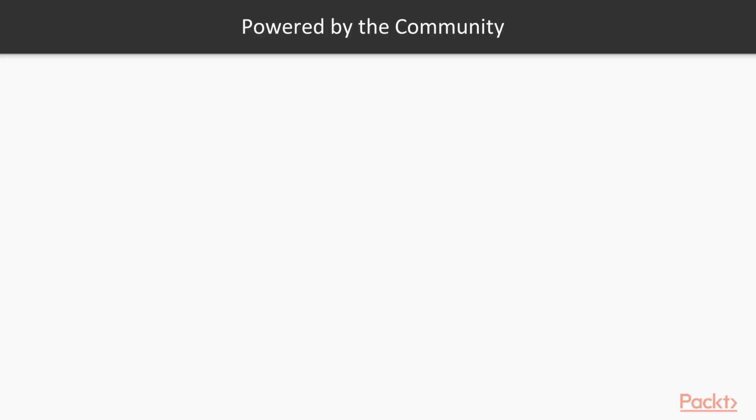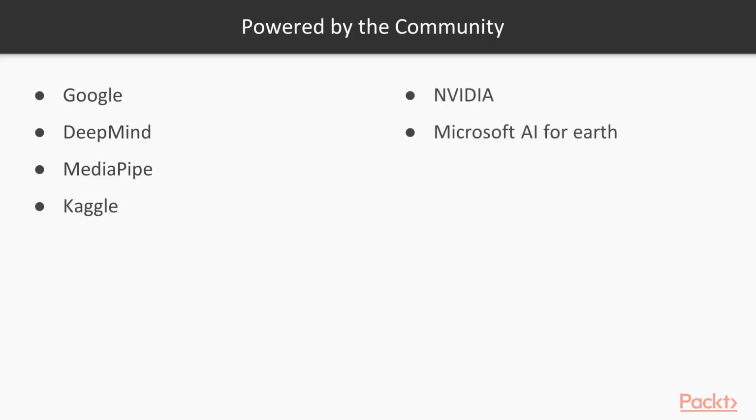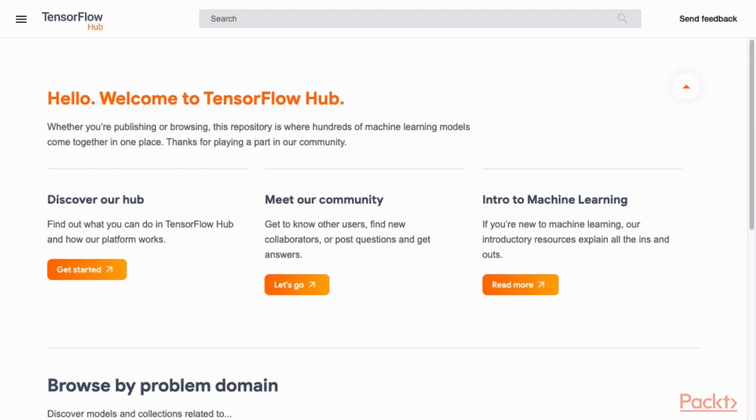TensorFlow Hub is powered by the community. The model publishers include Google, DeepMind, MediaPipe, Kaggle, and the community such as NVIDIA, Microsoft AI for Earth, the Metropolitan Museum of Art, iNaturalist, etc. And the list is growing. Now let's take a look at TensorFlow Hub.